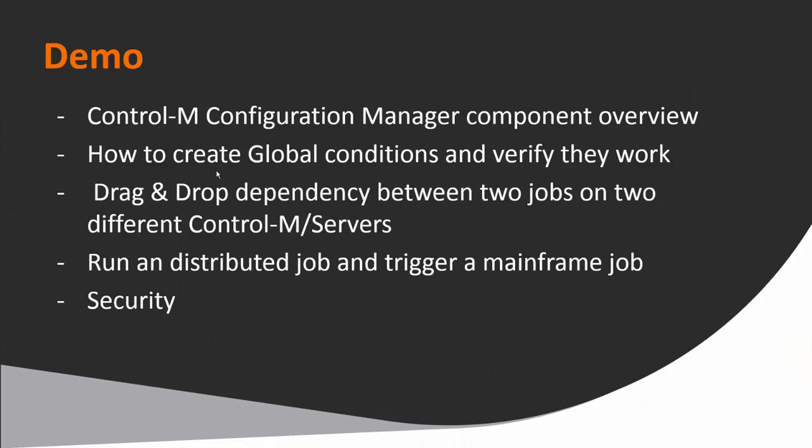Froilan, thank you for that information. I'm going to do a demo. In the demo, we will look at the CCM and the components required to make global conditions work. We'll look at the control room server and how the GCS identifies which control room server is sending or receiving global conditions. I'll create a dependency between a distributed job and a mainframe job in planning and use drag and drop to create that dependency.